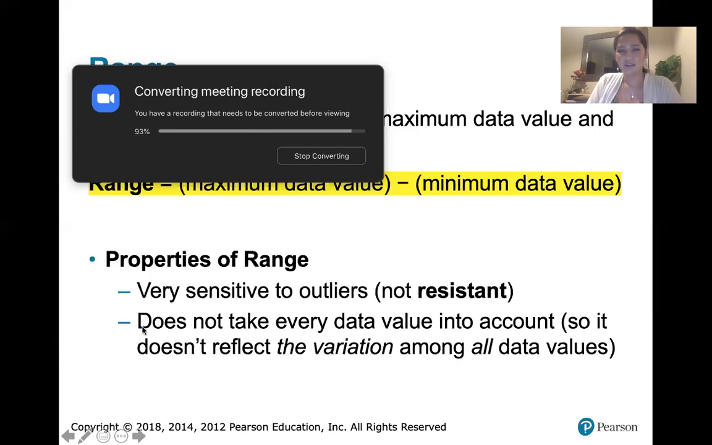One plus side of range is that it's very easy to calculate the max and the min, or the difference between the max and the min. You just sort the data, you find the max and the min, and you subtract. So that's a very nice property of range.